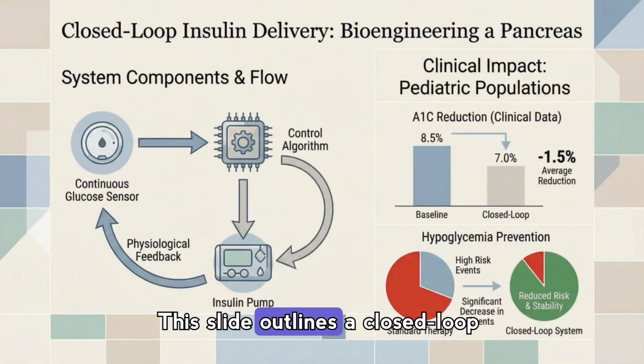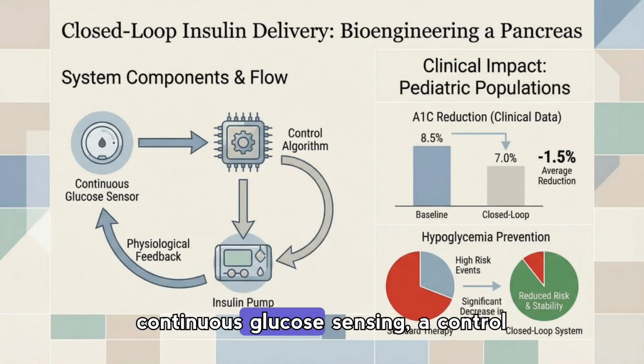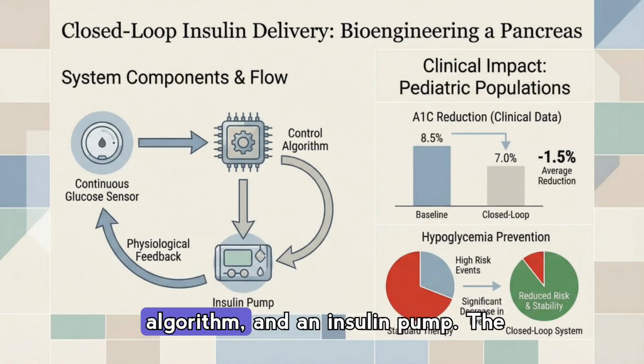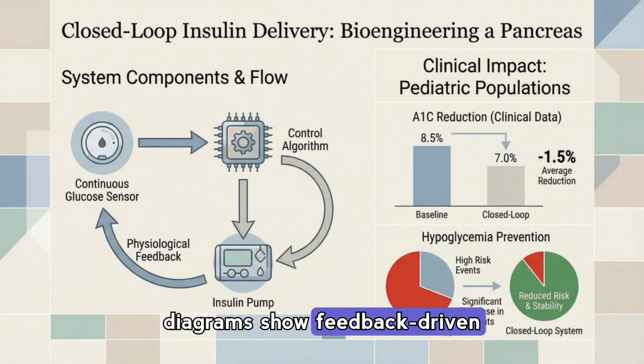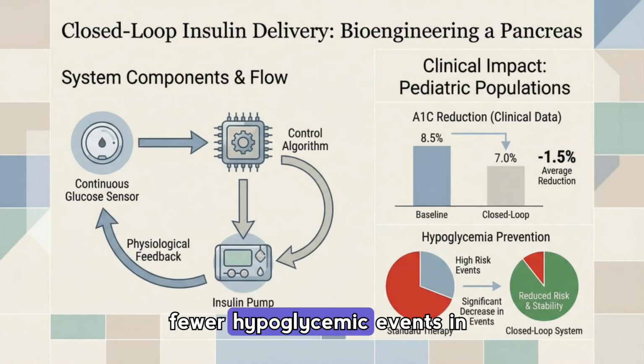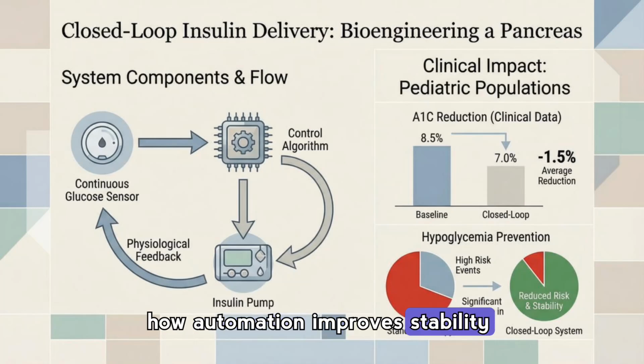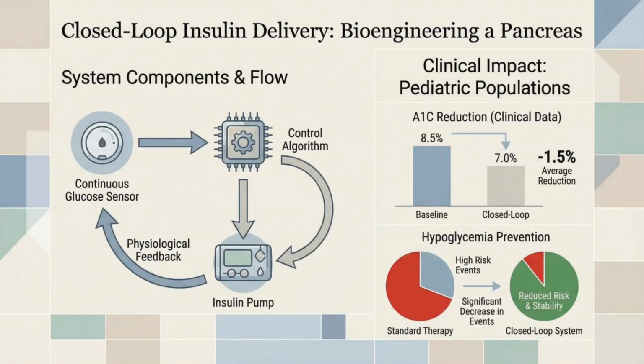This slide outlines a closed-loop insulin delivery system combining continuous glucose sensing, a control algorithm, and an insulin pump. The diagrams show feedback-driven insulin dosing and clinical impact charts suggesting lowered A1C and fewer hypoglycemic events in pediatric populations, making clear how automation improves stability and quality of life for people with diabetes.